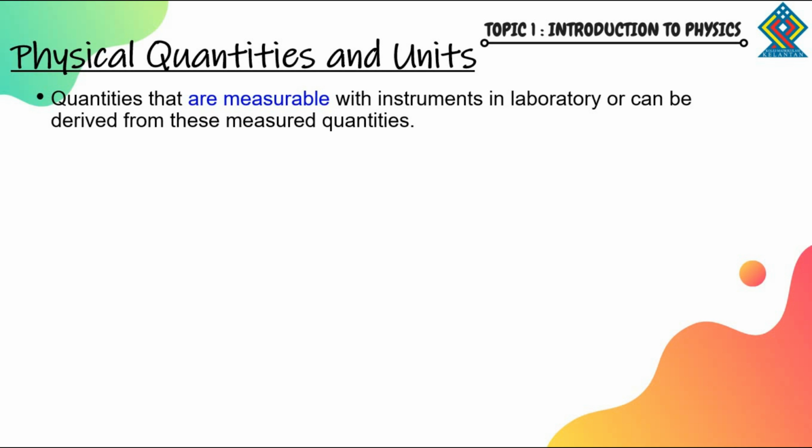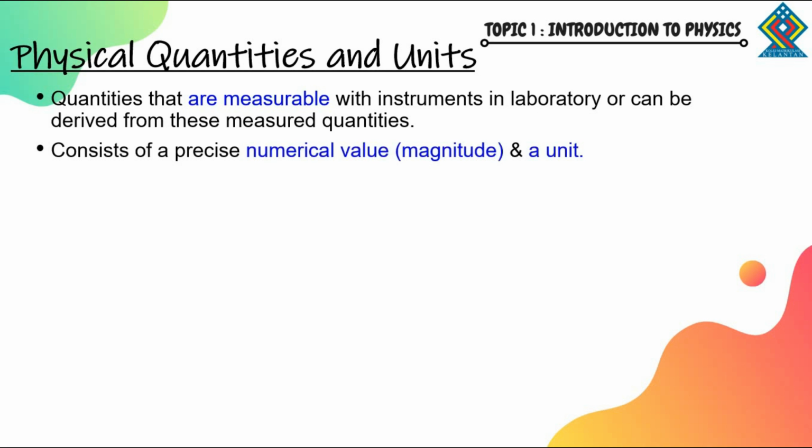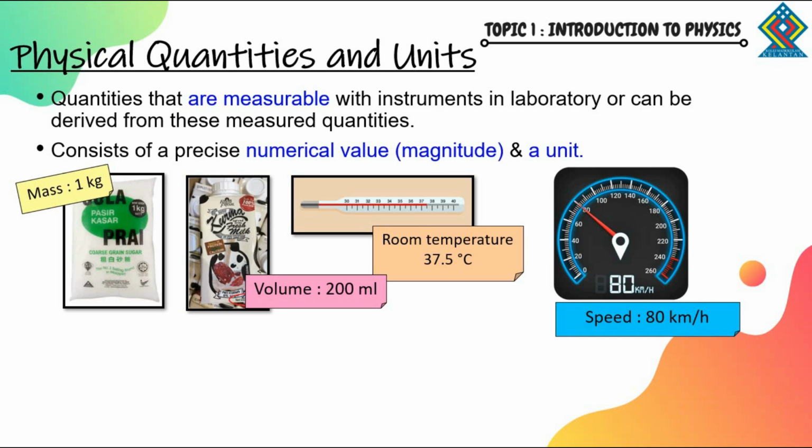Let's start with 1.1, physical quantities and unit. The physical quantities are actually the quantities that are measurable with instrument in laboratory or can be derived from these measured quantities. It should consist of numerical value and a unit. For instance, here we have mass of a packet of sugar. So the mass is the physical quantity.